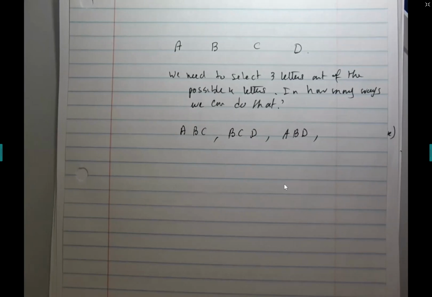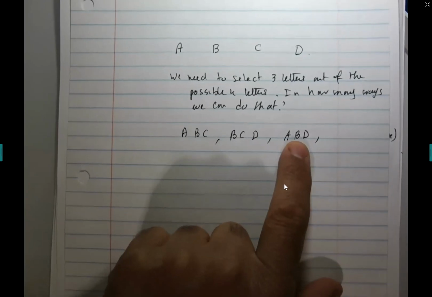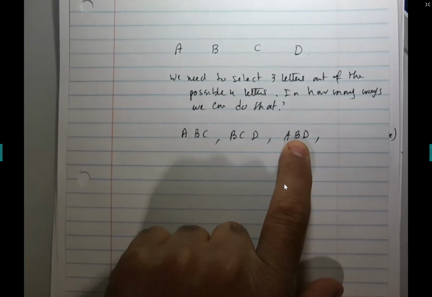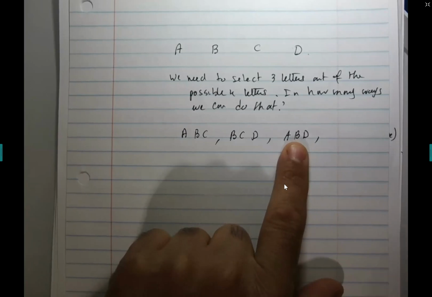CBA, you already did it. I mean, you have CDA. ABC. Which one? CDA. BDA, we have it already. It's ABD. CDA, ACD. Okay.